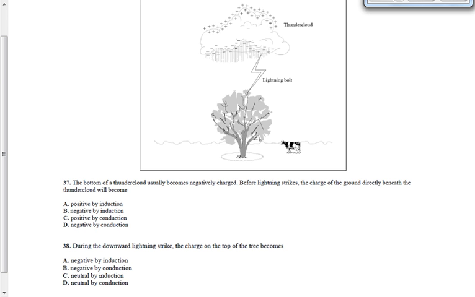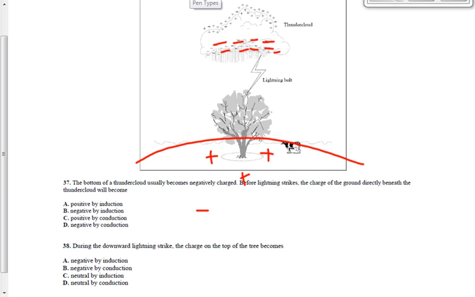All right, guys, let's take a look at these. Number 37 says, the bottom of a thundercloud usually becomes negatively charged. Before lightning strikes, the charge on the ground directly beneath the thundercloud will become what? So here's the bottom of my thundercloud. It's negatively charged. Here's the ground down here. These negative charges within this thundercloud are going to push away negative charges in the ground. The ground is effectively neutral, but these negatives are going to get pushed away so that the negatives are down here somewhere. The ground directly beneath the thundercloud will become positive by, how do you know it's induction?